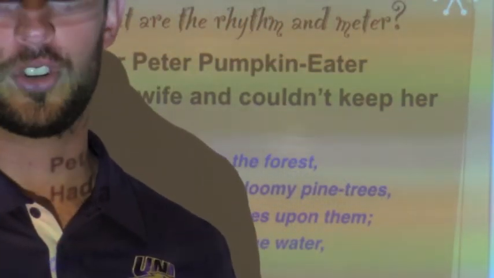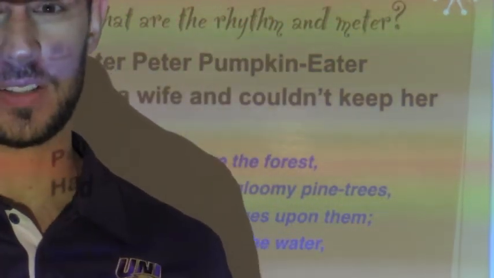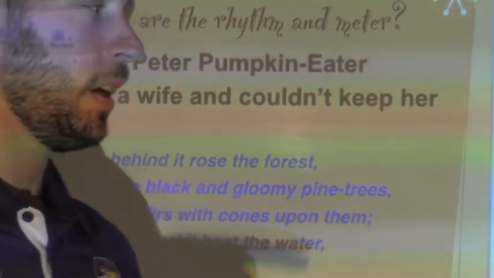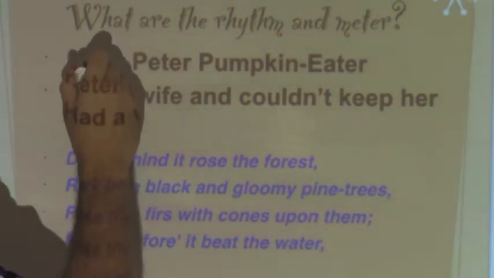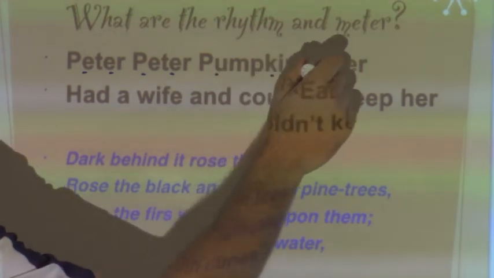Now that you've given it a shot, I'm going to walk you through the steps from the last slide to see how close you were. So the first thing we're going to do is read it aloud. Peter, Peter, pumpkin eater, had a wife and couldn't keep her. Sounds familiar. Next, we'll go through and mark the syllables. Peter, Peter, pumpkin eater.